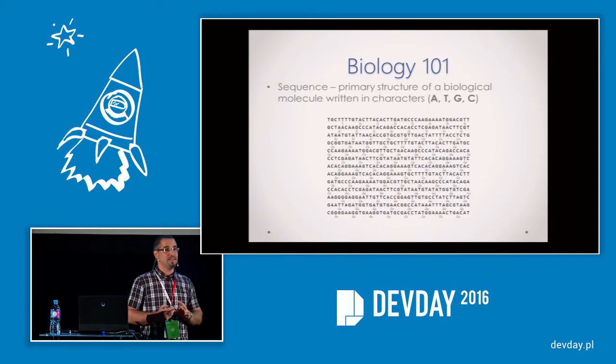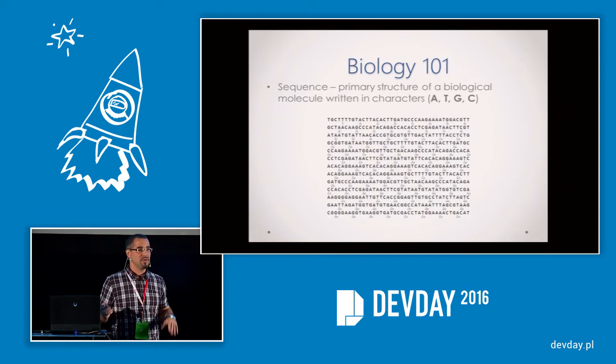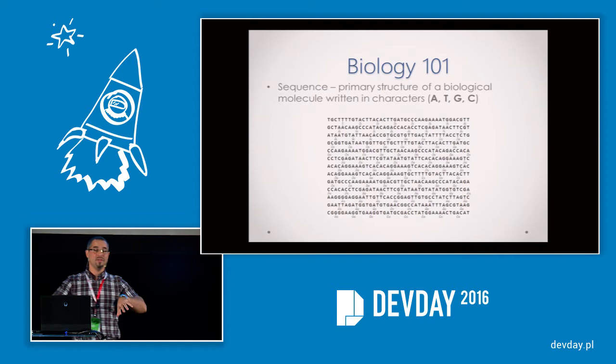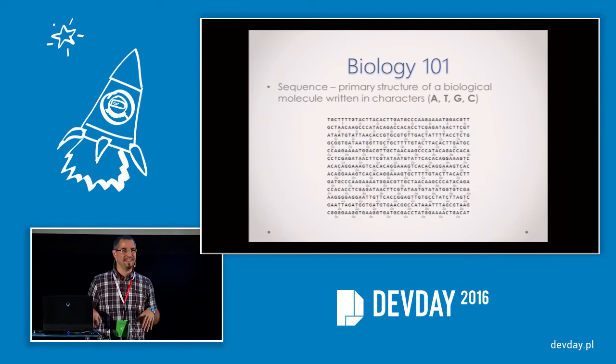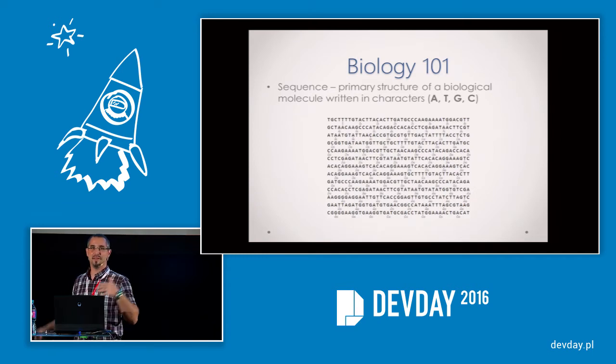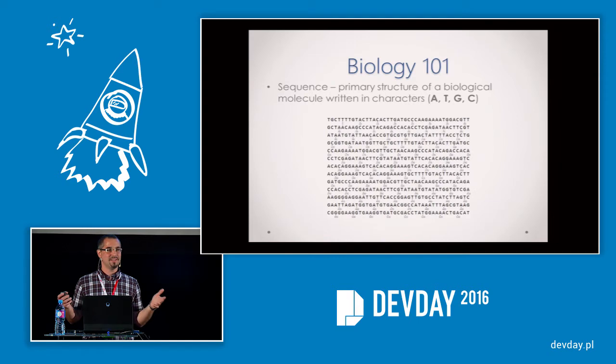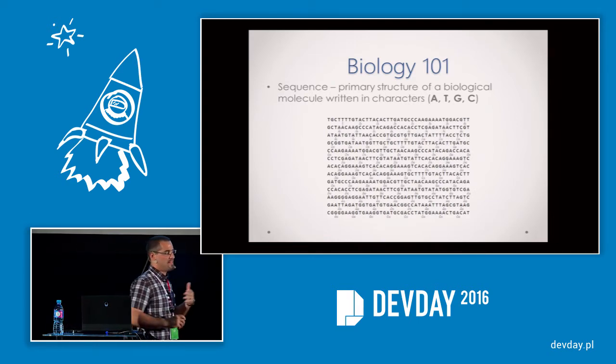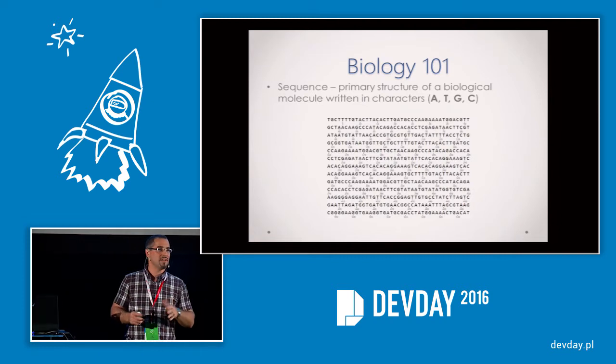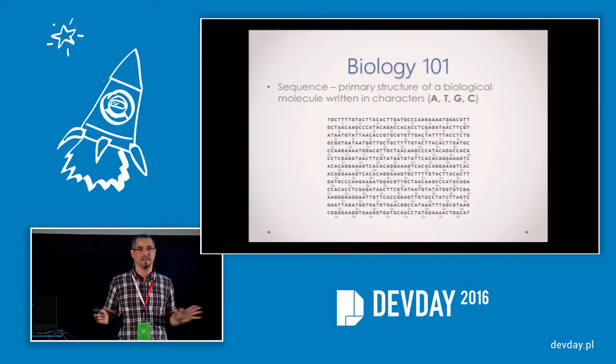The second thing is, what is a sequence? So a sequence is just a permutation of ATGC. We are all written in ATGC characters. Okay, so think about it as the code that represents something. Okay, this is the sequence. It's again the representation of a molecule, but in characters only.